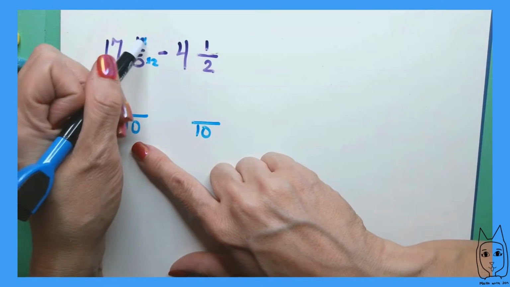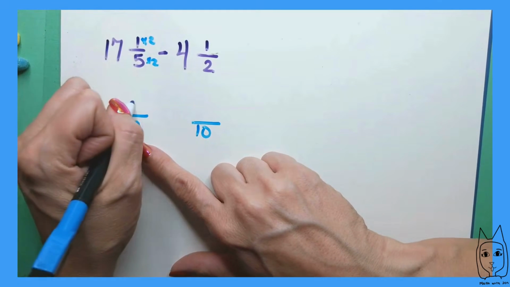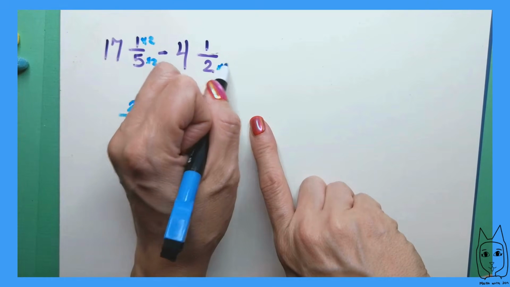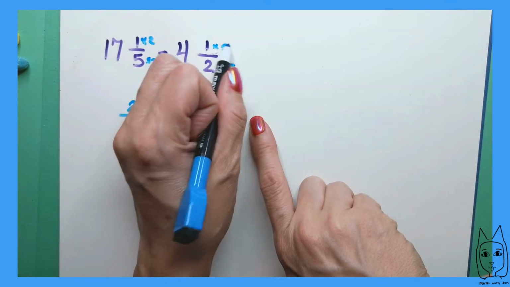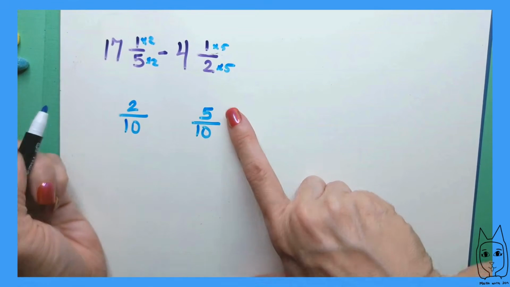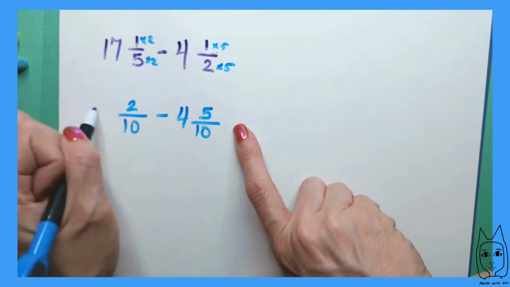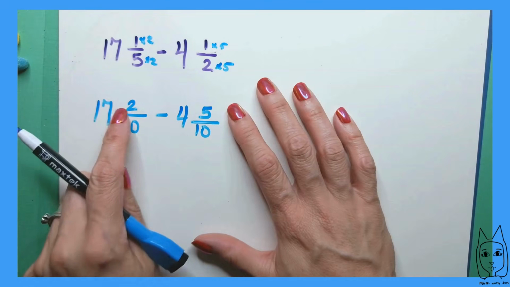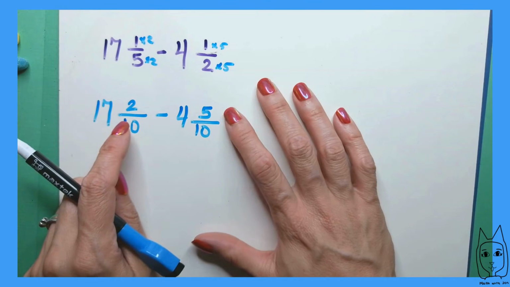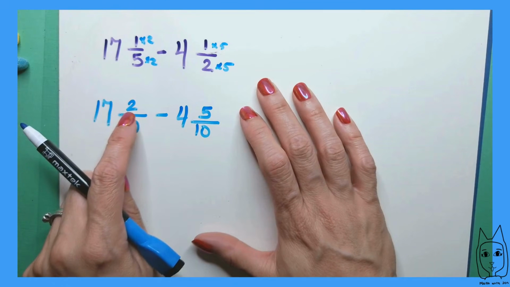So I'm going to have to do 1 times 2 to get an equivalent fraction. Over here, 2 times 5 is 10. 1 times 5 is 5. So I have another equivalent fraction. I'm going to bring down the wholes. When I go to subtract, I have 2 parts minus 5 parts. I have to take 5 parts away from 2 parts.